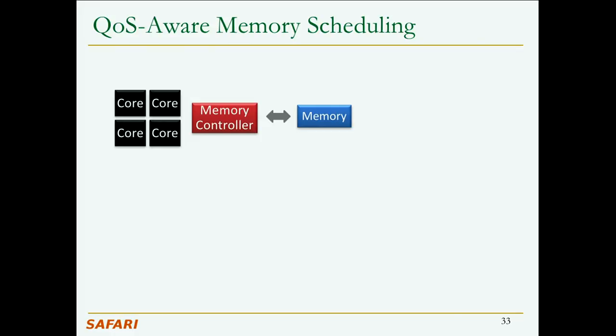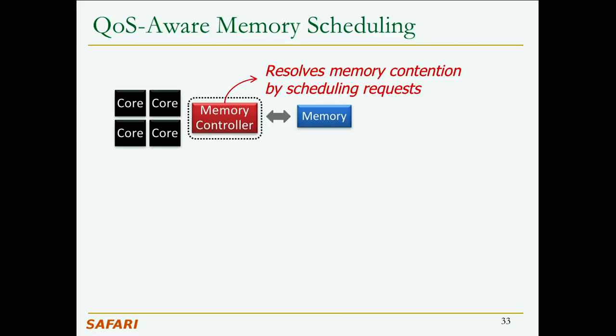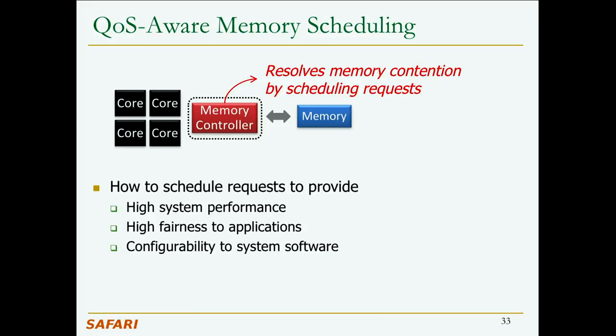Good. Okay, so basically we're going to focus on this thing over here, which is the memory controller. And the memory controller's job will be to resolve memory contention by scheduling requests. And we already know that it has many, many other jobs. We're going to add more to it. So the key question is, how do we schedule the requests to provide high system performance, high fairness, and configurability to system software? I'm not going to tackle all of these at the same time for everything I discussed, but I'll give you some bits and pieces.